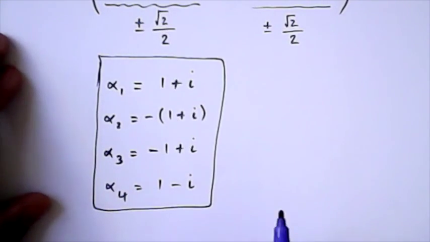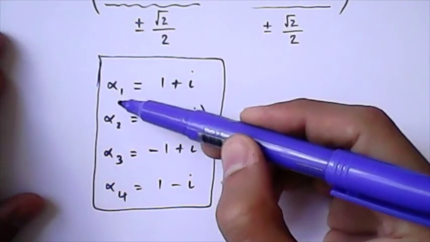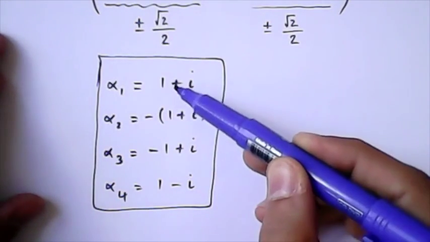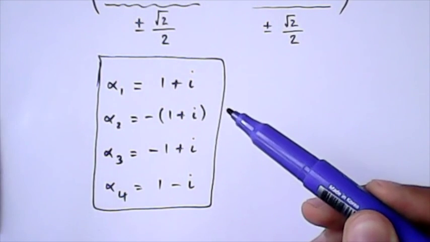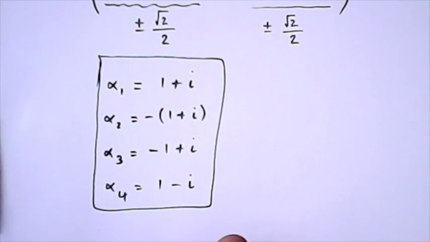You can test that: raise each one of these alphas to the power 4, and you will see that you end up with minus 4. We needed that to move on to the next differential equation.